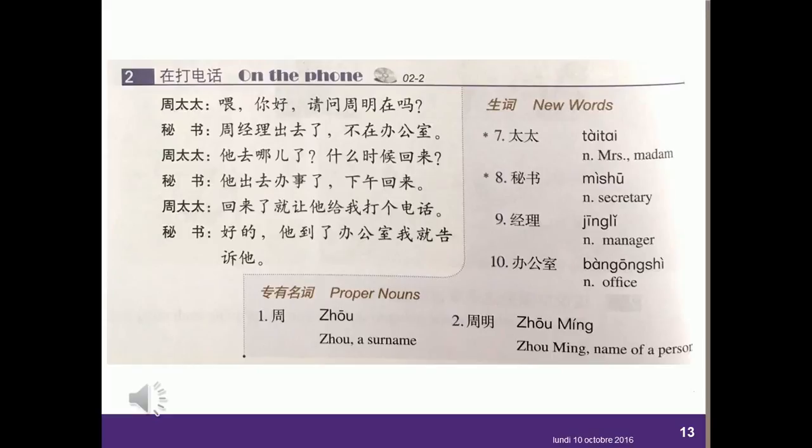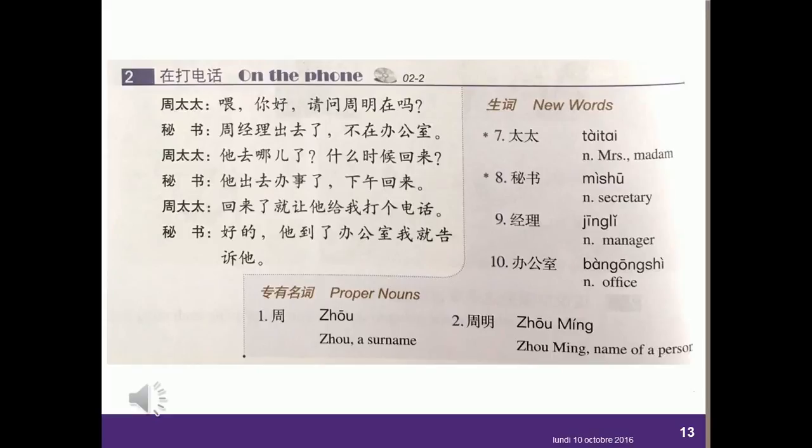Okay, so 太太. Alright, number 8, 秘书, secretary. If you don't want to remember that, that's fine. 太太 and 秘书 are both required in HSK3 vocabulary. So number 9, you're supposed to know this one.